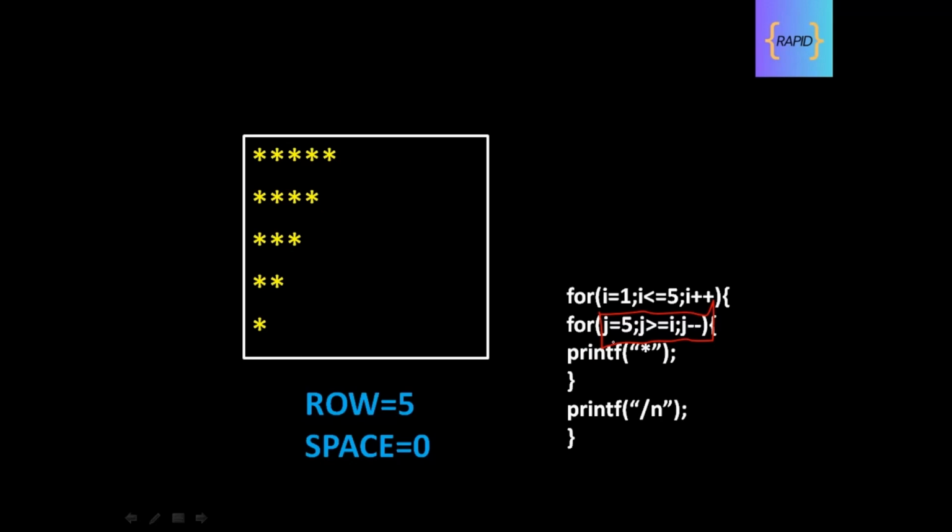And see here, j is 5 and j is greater than i, which is true because when the loop runs the first time, i is 1. So this statement will execute and 1 star will be printed, and after that it will decrement j by 1 and j will be 4, and again this condition is true, then it will print a star. Again, it will decrement until this condition becomes false.